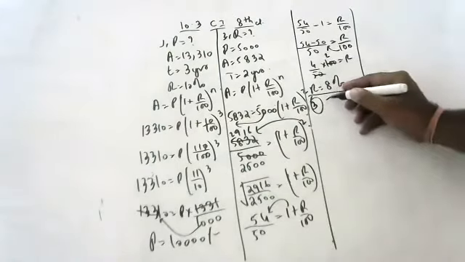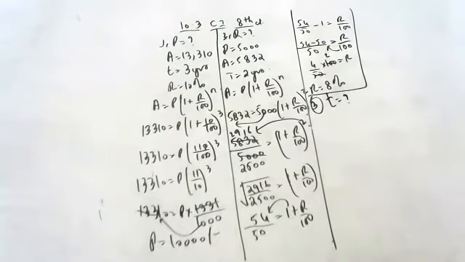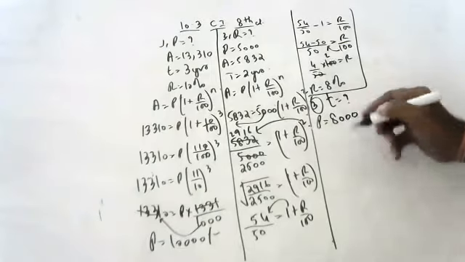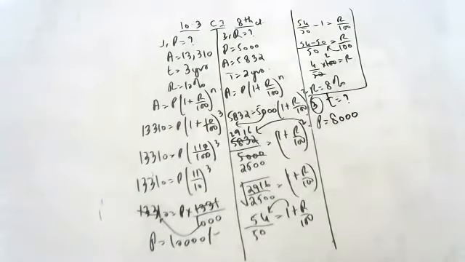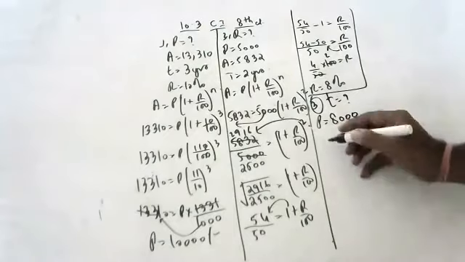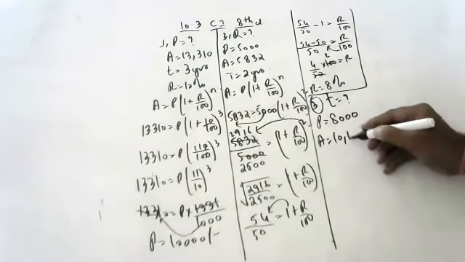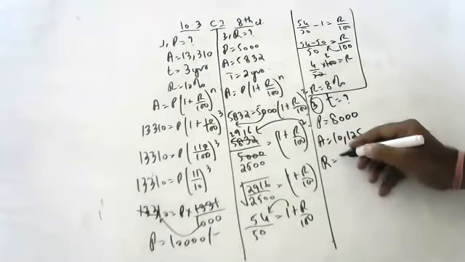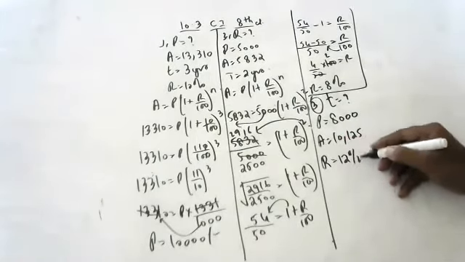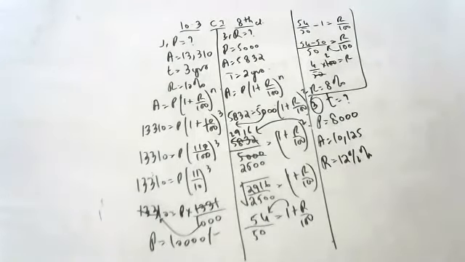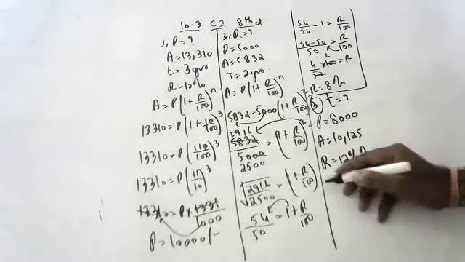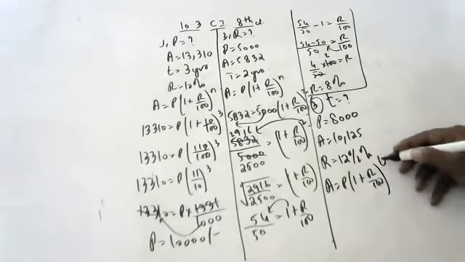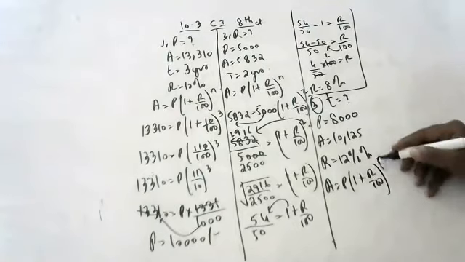Next, Surya. After how many years will 8,000 become 10,125 at the rate of 12.5% rate of interest? Tell me the formula. P into 1 plus r by 100, whole to the power n.